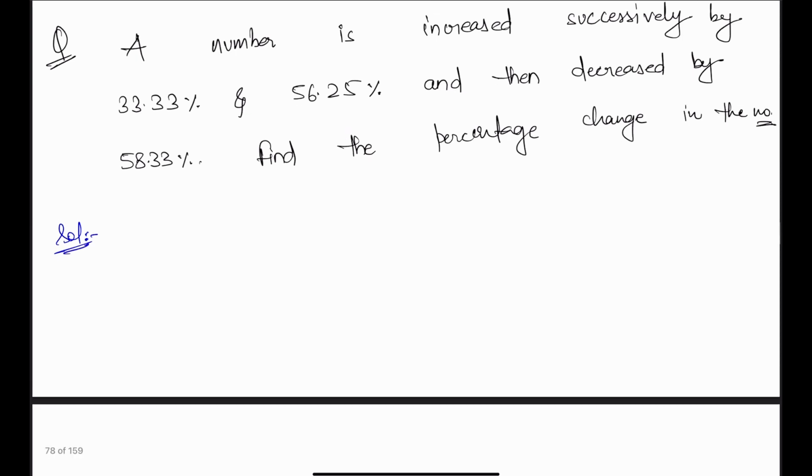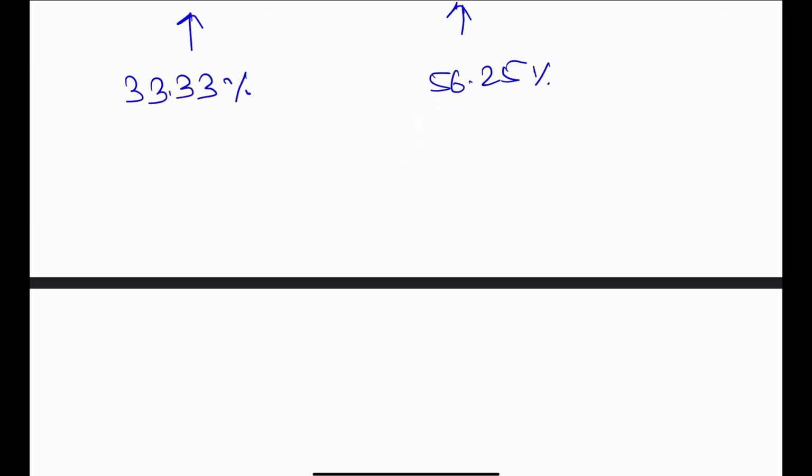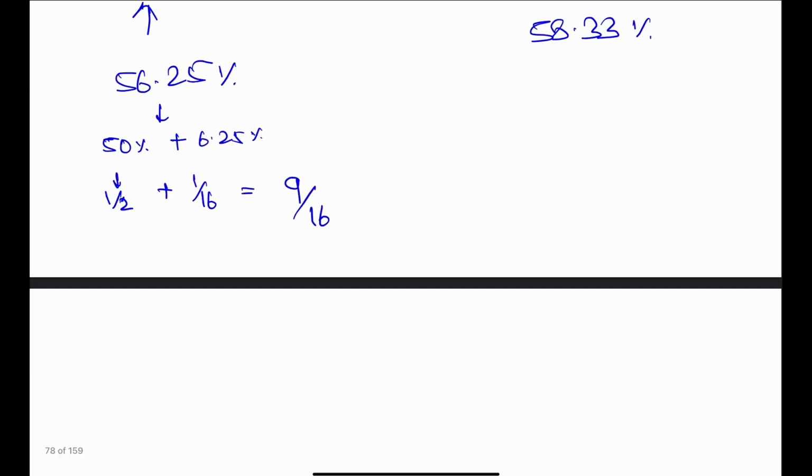So first increase by 33.33%, then 56.25%, and then decrease by 58.33%. Let's find the fractional value of each. This is, I remember, 1/3. This is nothing but 50% plus 6.25%. So this is 1/2 plus 1/16. So it will be how much? 1/16 is common. 8 plus 1, 9/16. 9/16, and then here it is decreased by 58.33.